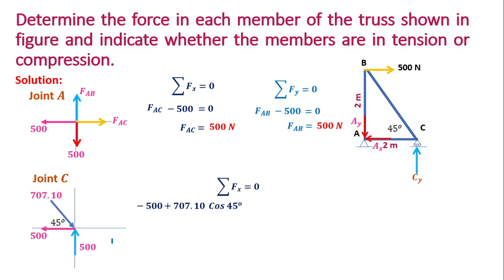So, we have here negative 500 plus 707 is equal to, Fx equals 0. So, dito dyan ay 0, 0. Di ba? So, tama yung ating value. Okay, next. Another problem.